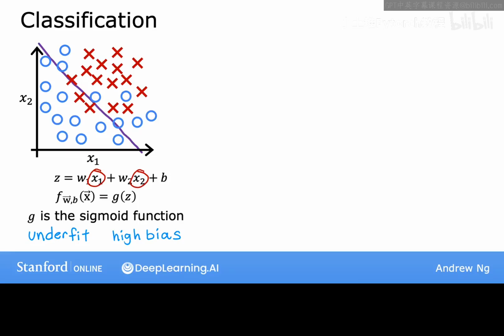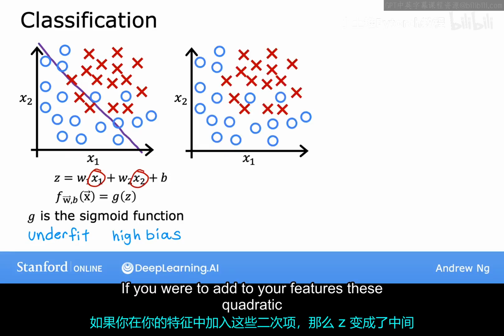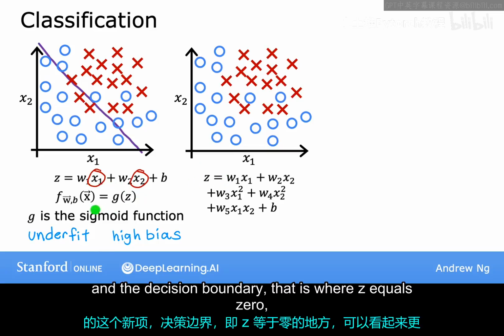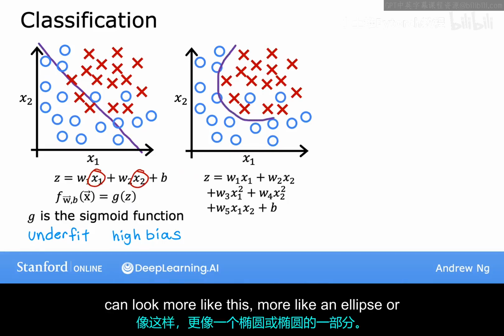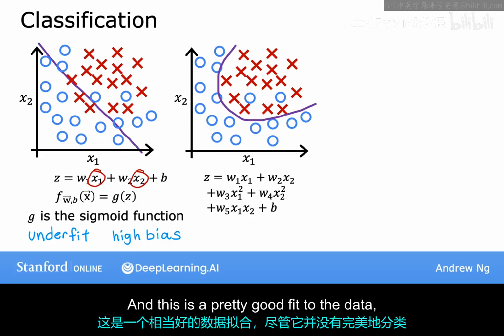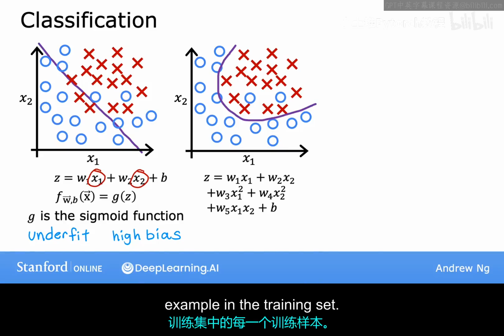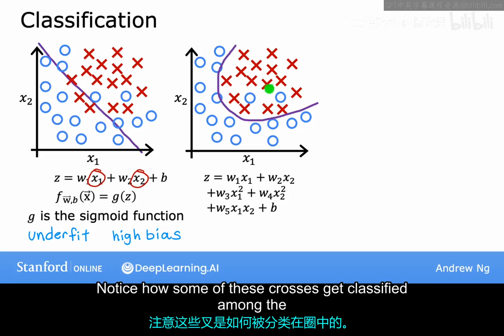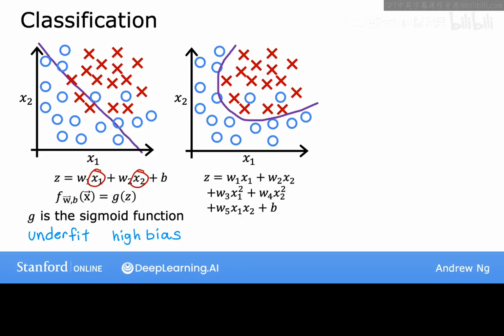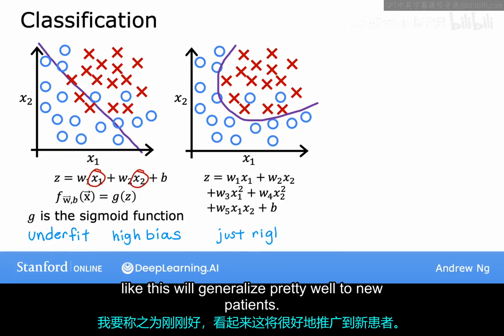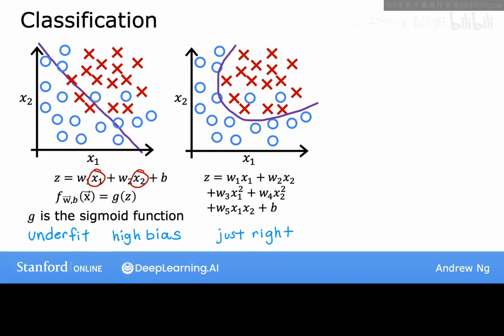Let's look at another example. If you were to add to your features these quadratic terms, then z becomes this new term in the middle, and the decision boundary, that is, where z equals 0, can look more like this, more like an ellipse or part of an ellipse. And this is a pretty good fit to the data, even though it does not perfectly classify every single training example in the training set. Notice how some of these crosses get classified among the circles. But this model looks pretty good. I'm gonna call it just right, and it looks like this will generalize pretty well to new patients.